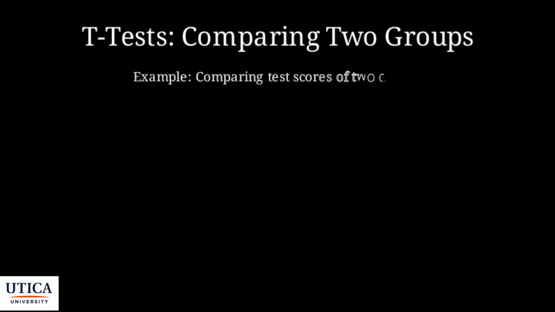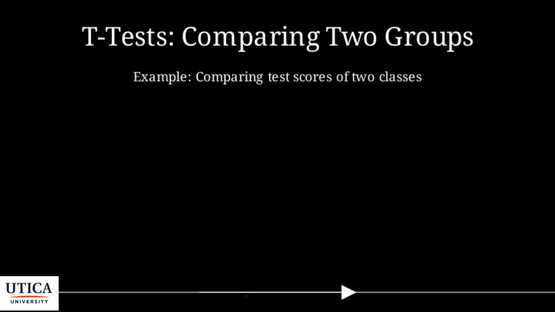T-tests are used to determine if there's a significant difference between the means of two groups. For example, you might use a t-test to compare the test scores of two different classes taught with different methods, or to compare the effectiveness of a new drug to a placebo.